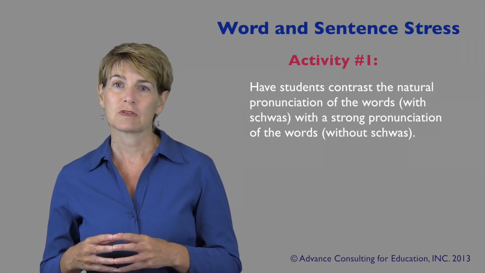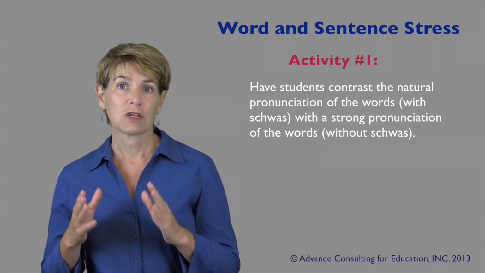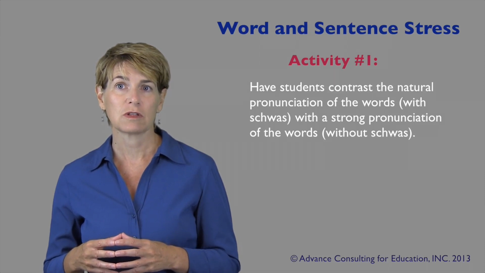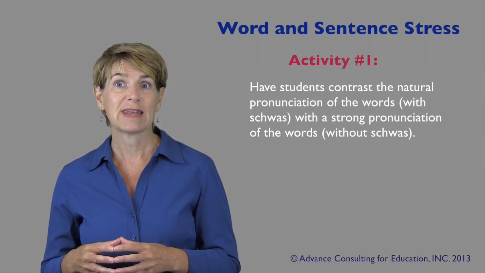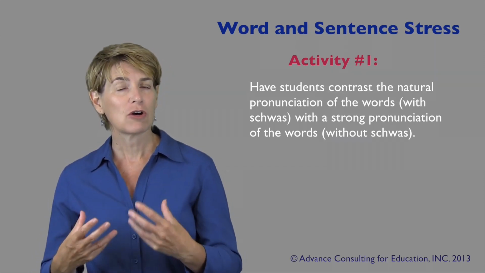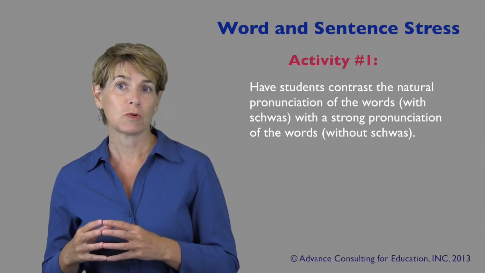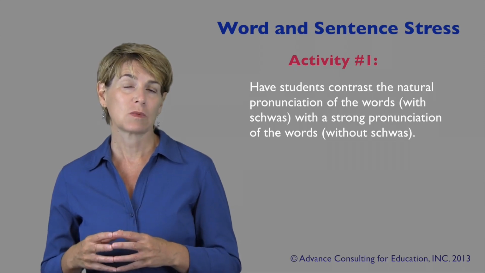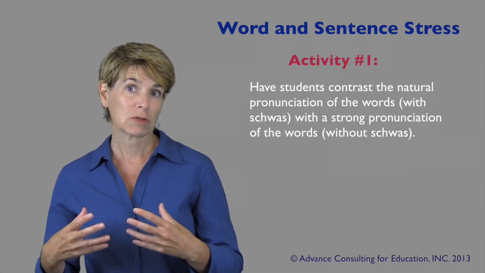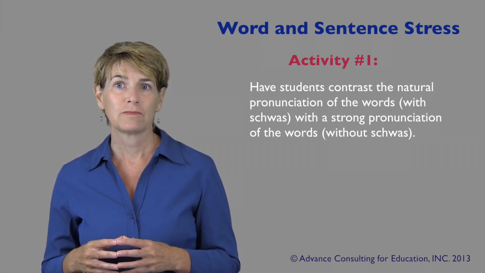So for example, instead of saying banana, which has 2 schwas in it in the unstressed syllables, have students say banana. Then they can contrast both the weak form, which has the schwas, and the strong form, which doesn't, and emphasize that when they're speaking, they should naturally use those weaker forms.